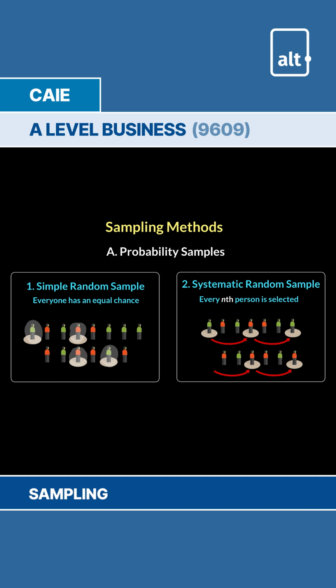Now, how are these two still random? Because if you look at it, let's treat the ones in green as males and the ones in red as females. We're not really making any distinction, saying we just want males or we just want females. We're simply picking whoever gets selected in a random sample or in the systematic one.